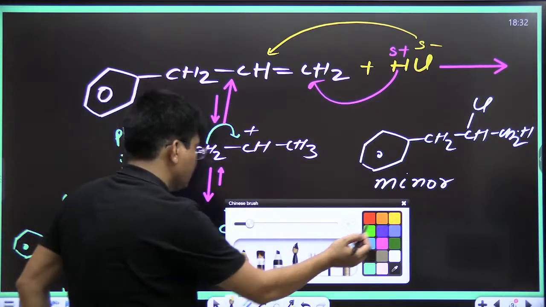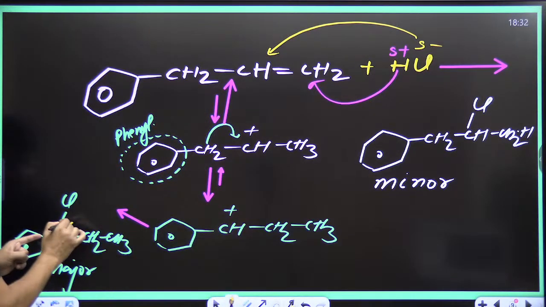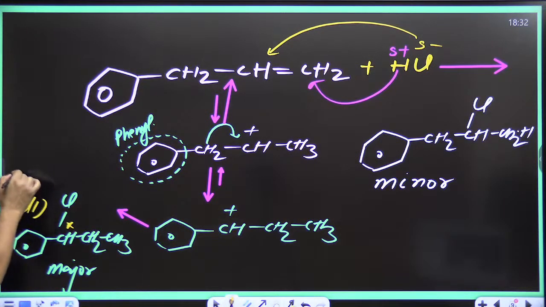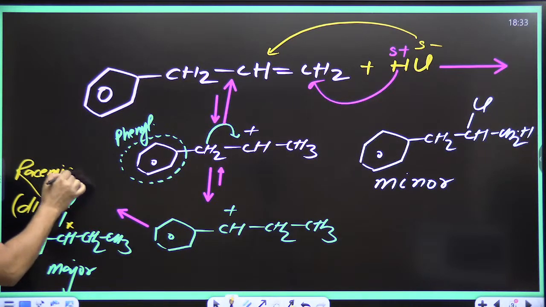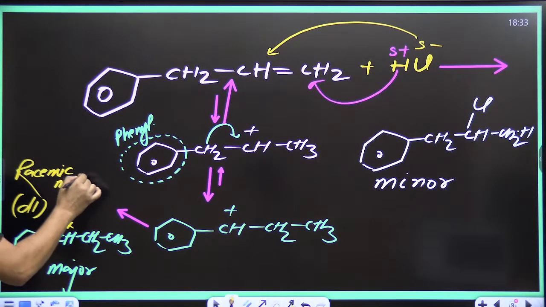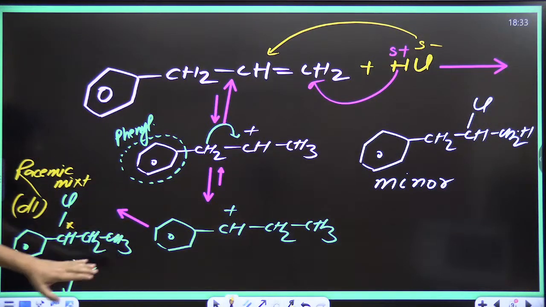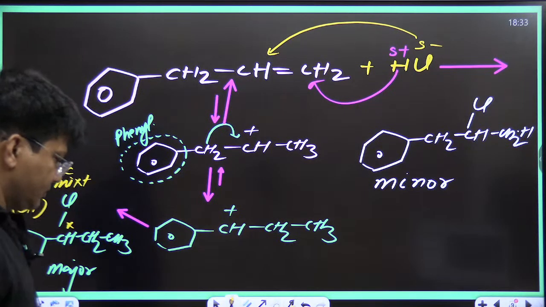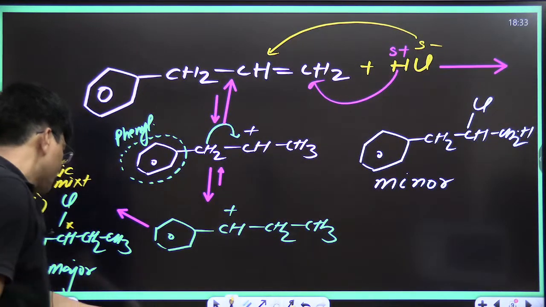You can see this carbon is chiral, so equimolar dextro and levo will get formed, and this is known as a racemic mixture. A racemic mixture will get formed. This process is known as racemization. I hope that everyone is able to understand. Kids, do let me know till now.